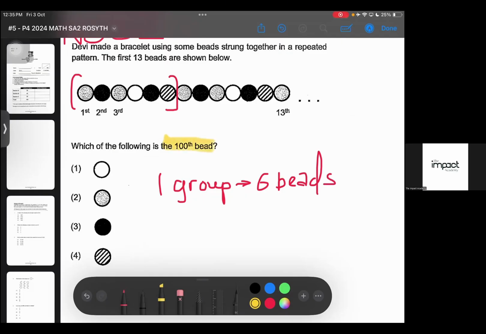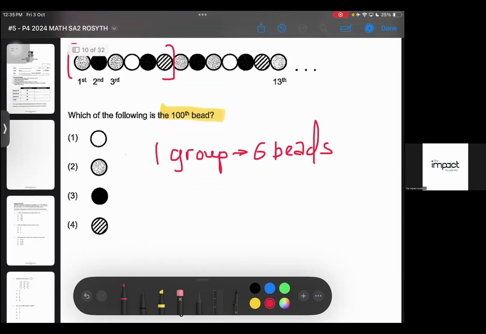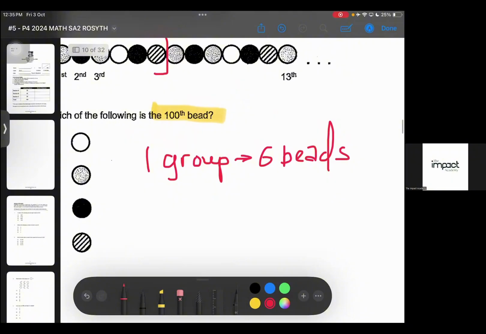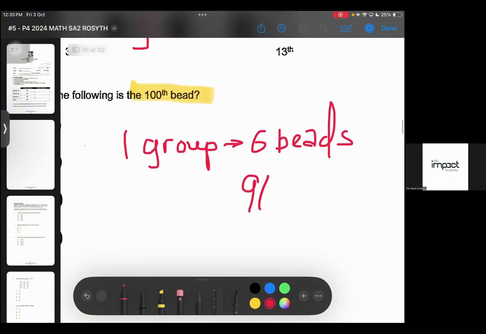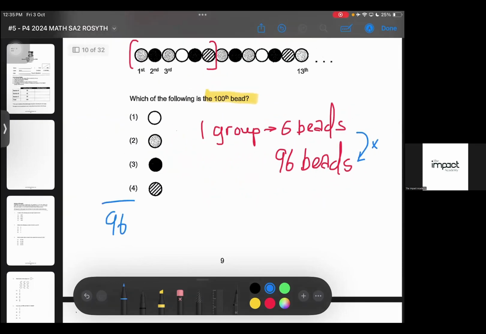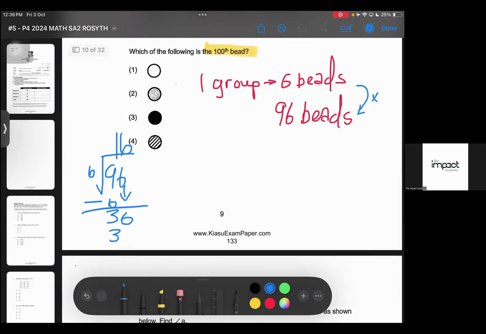But the question is asking us for how many beads? 100 beads. Can I get to the number that is the closest first? What is the number that is the closest to 6 beads? 96. From here to here is what? Times how much? Well, you just have to do your division at the side, right? Understand or don't understand? Very good. So you got 16 here.